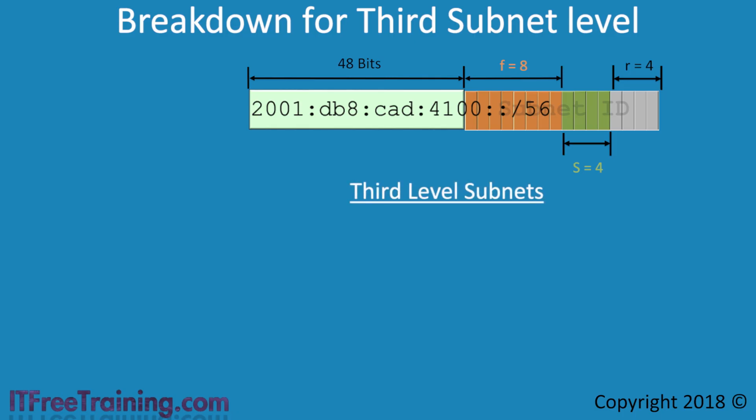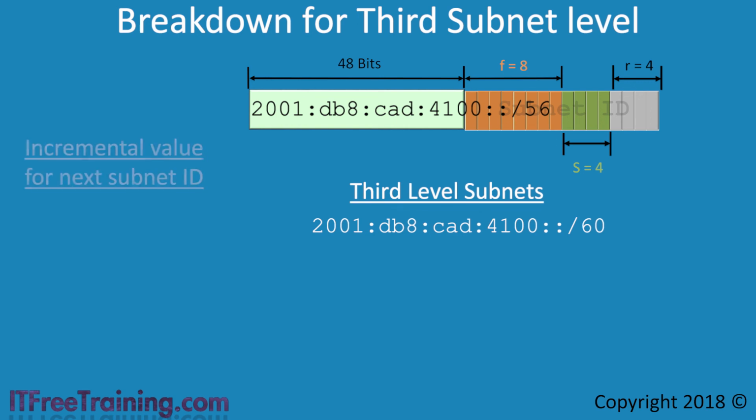Like before, the first network is easy. Copy the previous network and change the network prefix. The previous network prefix was 56. 4 more bits were allocated from the subnet ID for office networks. This gives a network prefix of 60. The next step is to work out the increment value. Just like before, the same equation is used.